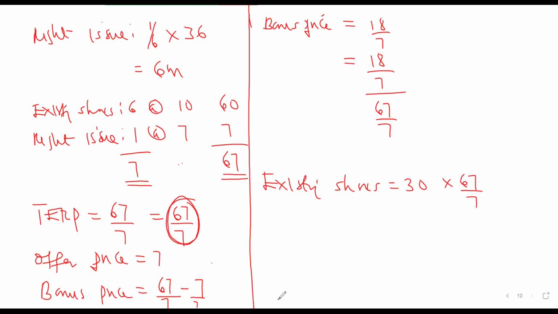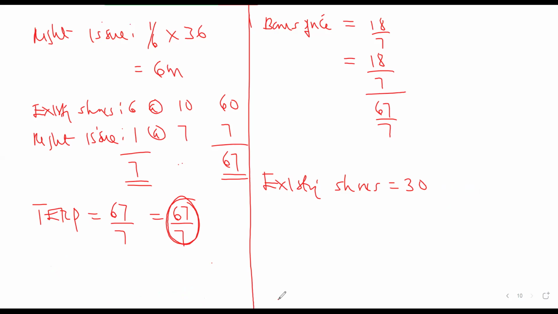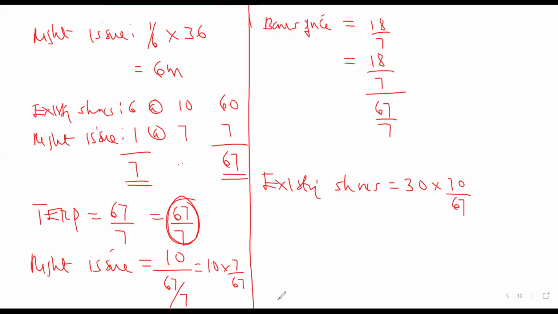No, this is not the right issue fraction. The right issue fraction is supposed to be 10 divided by 9.6. So it's 10 divided by 67 over 7, which means we have 10 multiplied by 7 over 67. Would that be 70 over 67? Yes. But when you express it further, you have 9.6.